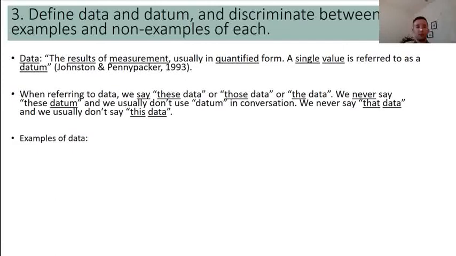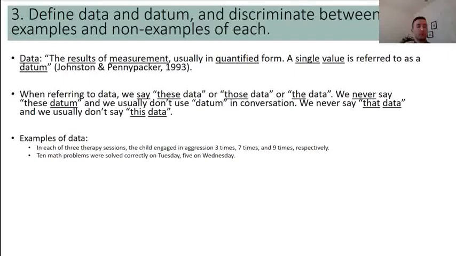So here are some examples of data. In each of 3 therapy sessions, the child engaged in aggression 3 times, 7 times, and 9 times respectively. So we would say these data, or those are the data, or the data are, or the data were 3 times, 7 times, and 9 times per session.